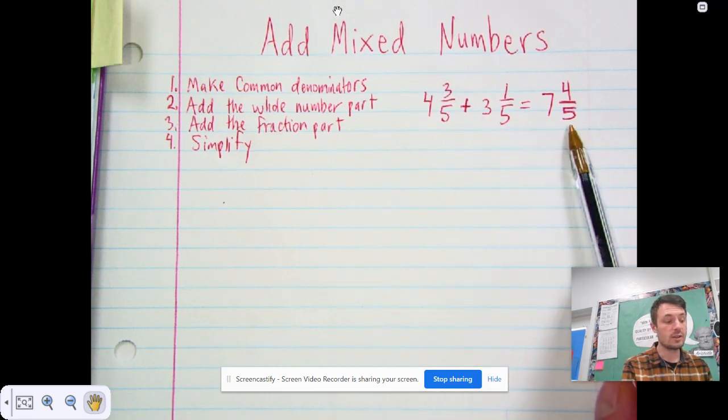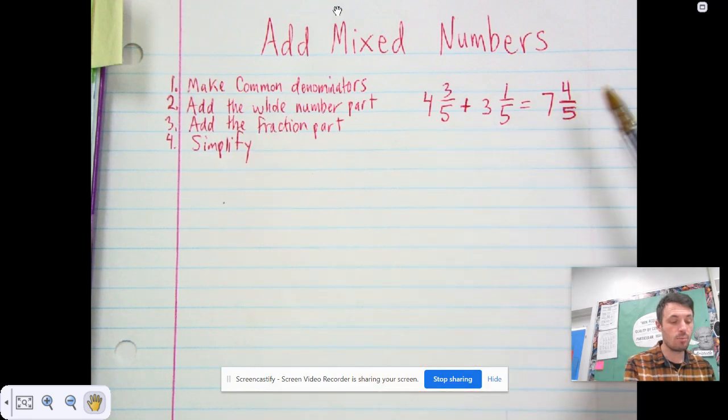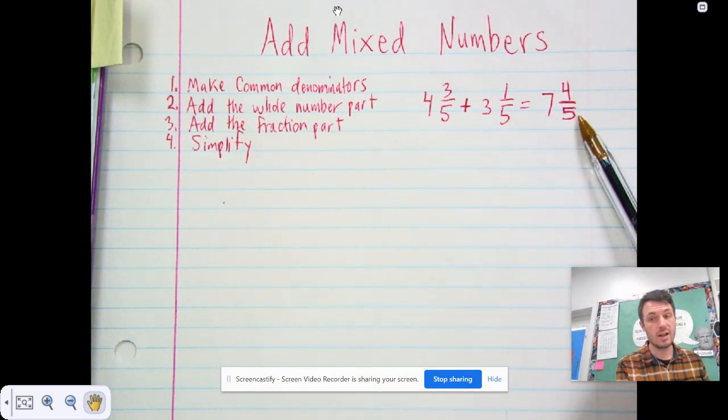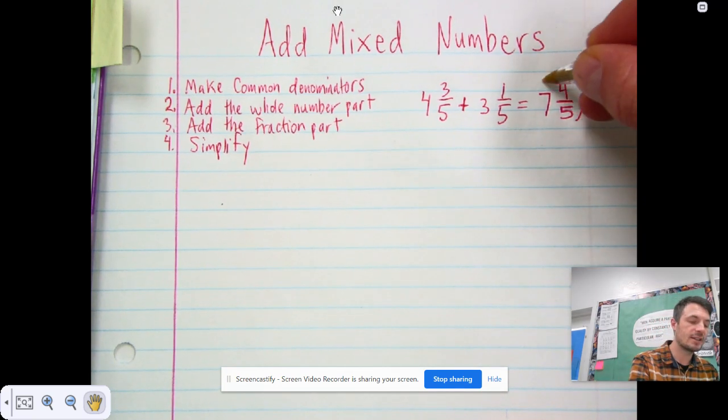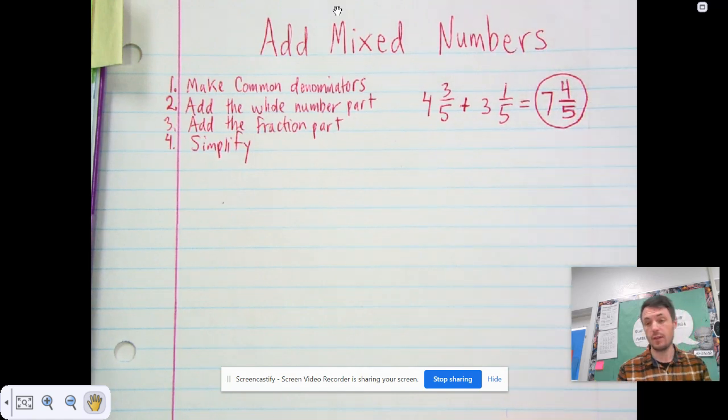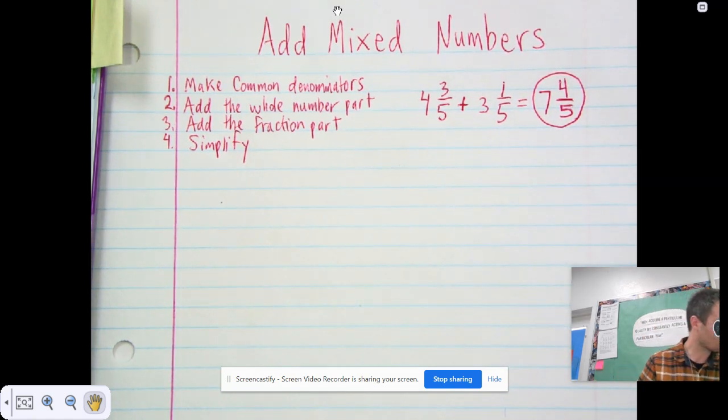And so step 4 is simplify, but 4/5 is already in simplest form. 4 and 5 won't have any common factors greater than 1. So our final answer is 7 4/5. Let's do another example together.